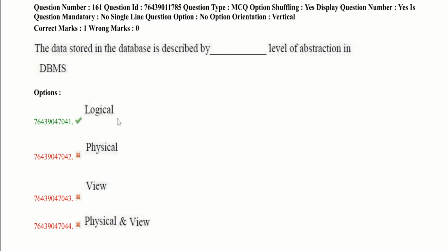We have the physical level first, which is also known as the lowest level of abstraction, and it says how the data is physically stored. Next comes the logical level. It is the middle level of abstraction, and it says what data is stored. Physical level: how, and logical level: what. And the view level is the highest level of abstraction; this describes the user interaction with the database system.